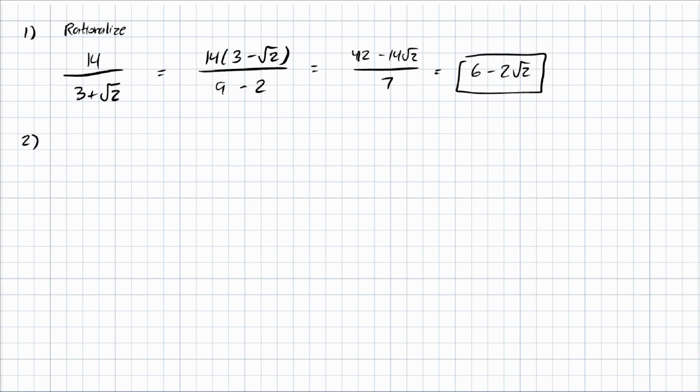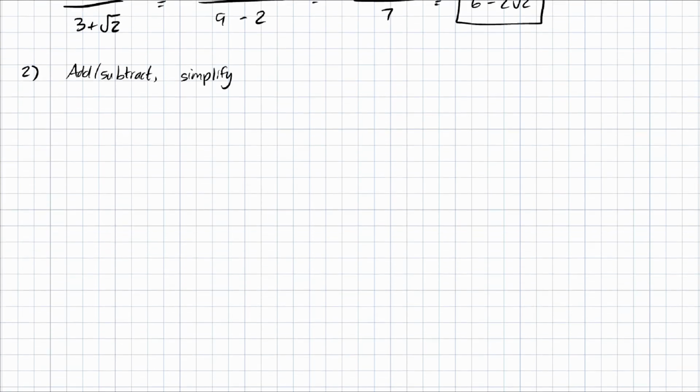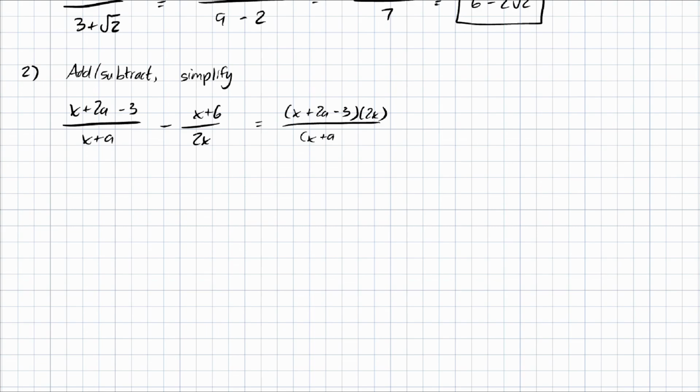Alright, number 2. I am to add or subtract and then simplify. The expression is x plus 2a minus 3 over x plus a minus x plus 6 over 2x. There's nothing to factor. I can't really do anything here. So I'm trying to combine these together with common denominators. I'm going to cross multiply, to have x plus 2a minus 3 times 2x over x plus a over 2x.